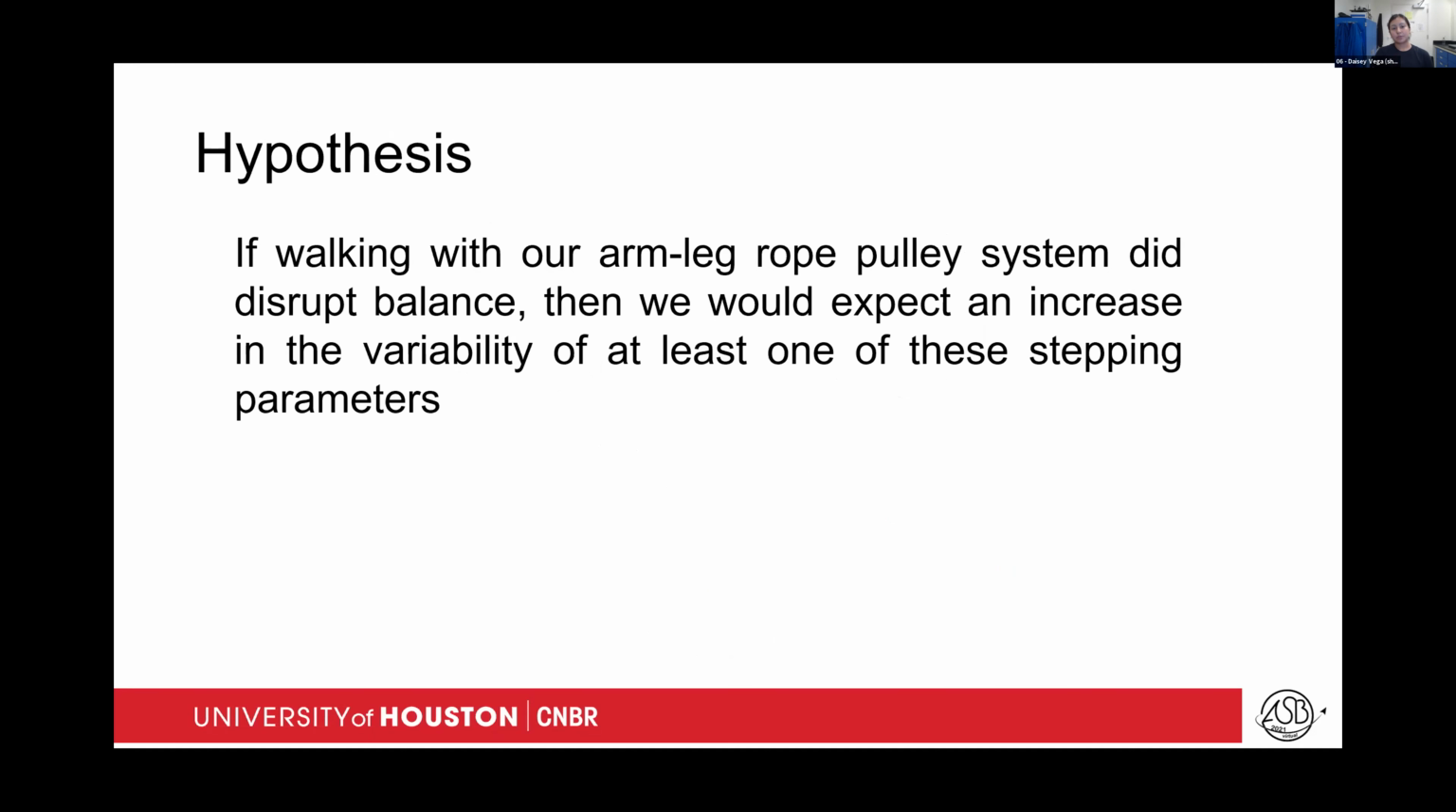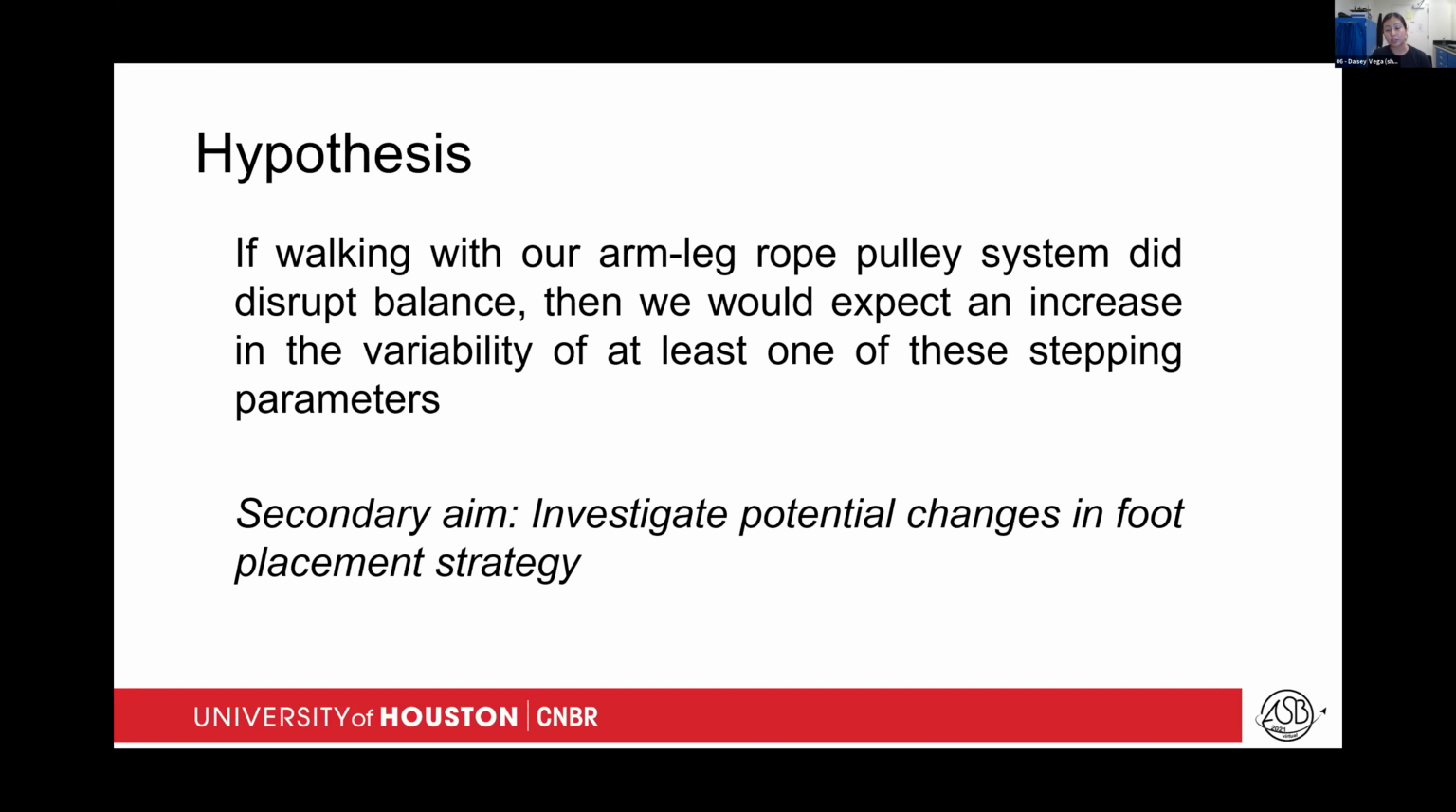So if our system did disrupt balance, which we think might have due to a lot of shoulder protraction, then we would expect an increase in the variability of at least one of these stepping parameters, increased variability being a reflection of poor balance. And as a secondary aim, we also wanted to investigate any potential changes in their foot placement strategy, which may or may not be coupled with this increase in variability.